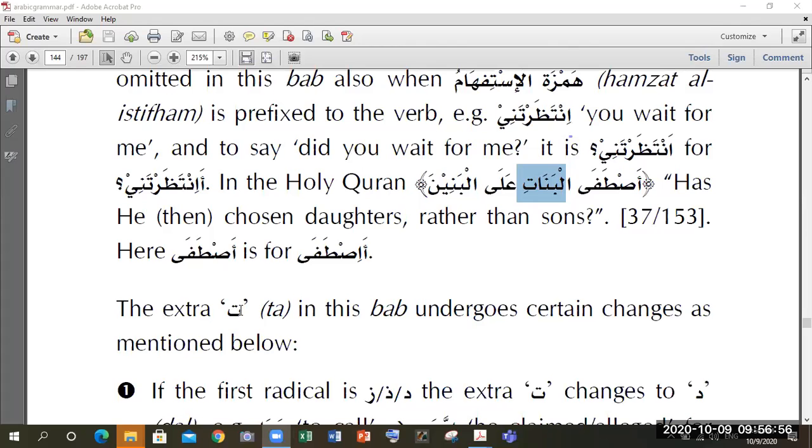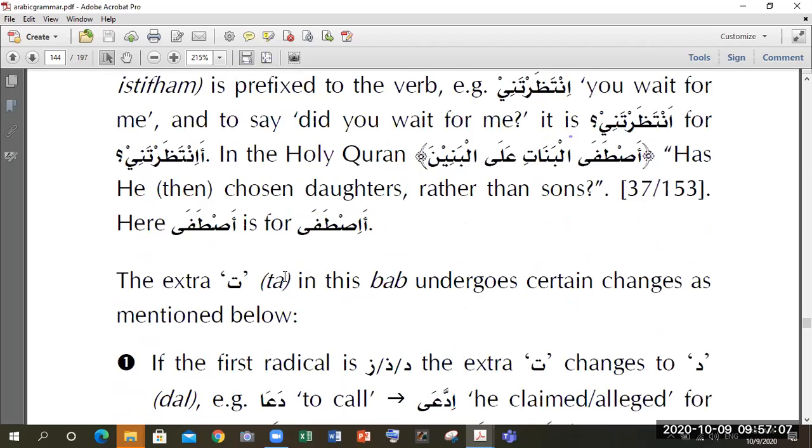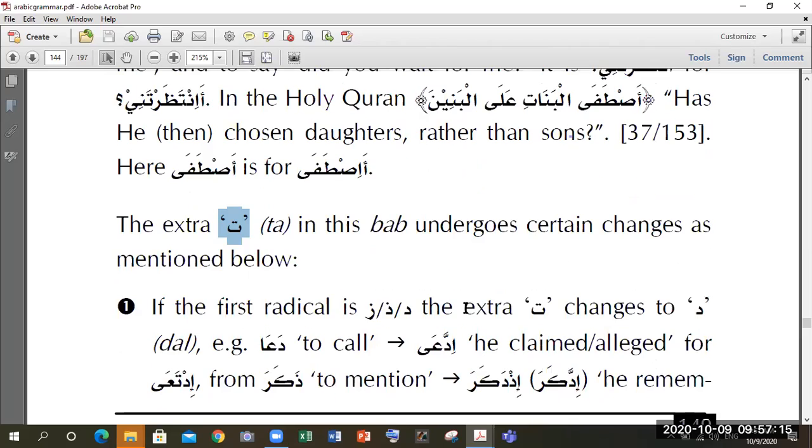The extra ta in this bab, look at the bab again. What was the bab? Ifta'ala. We added one alif and we added one ta. Now they are telling us the extra ta which we added in this bab undergoes certain changes as mentioned. At certain times it's very difficult. I'm so sorry, but we are studying it, because I overcame this problem only a few days back, and now alhamdulillah I understood it in one of the classes recently.